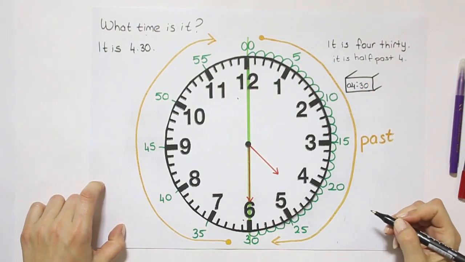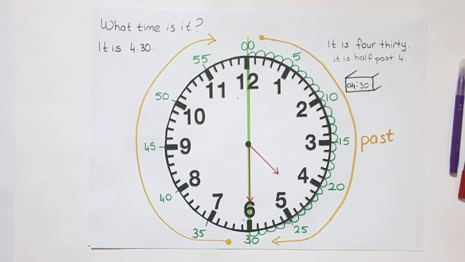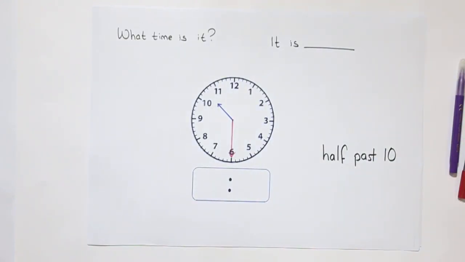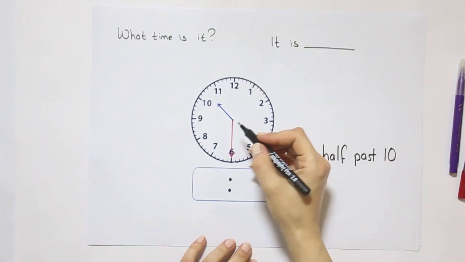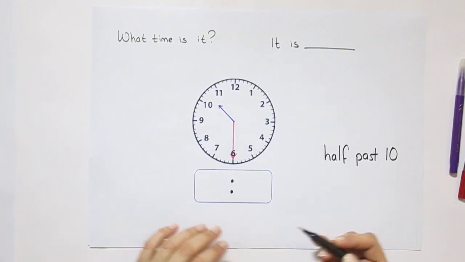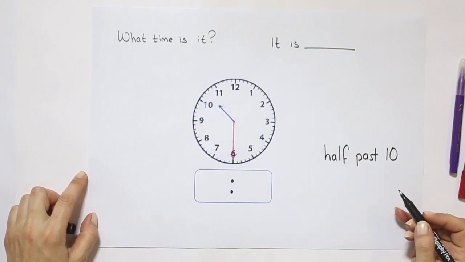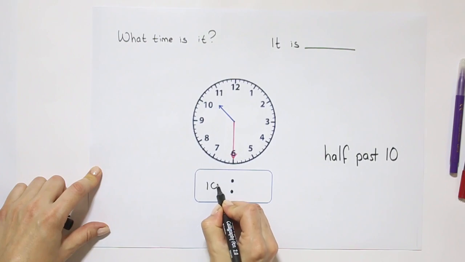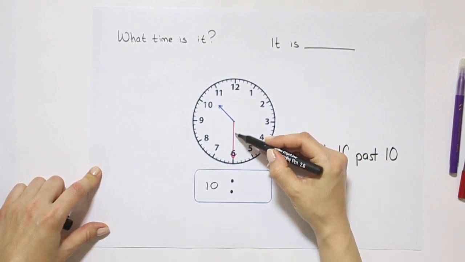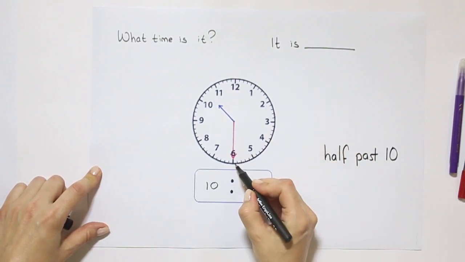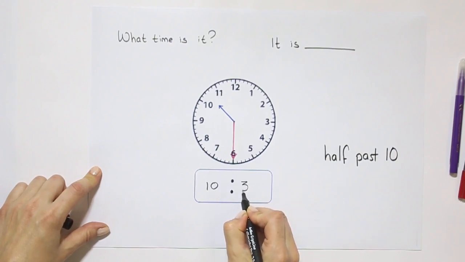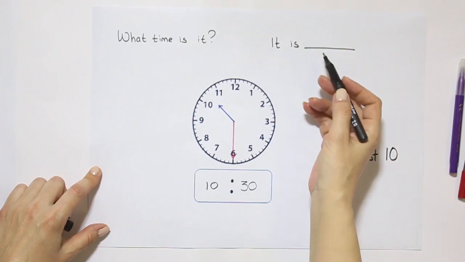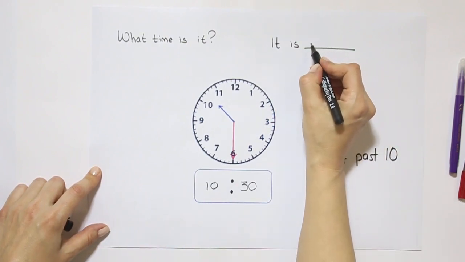4:30. Let's look at some examples. As you can see, the hour hand is pointing between 10 and 11. We know the hour of the day is 10. The minute hand is pointing to 6. We know this means 30. What time is it? It is 10:30.